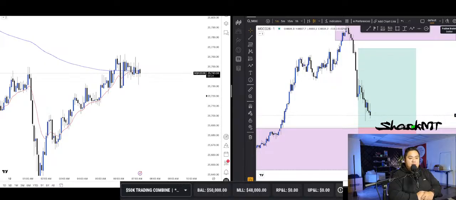Market opens in 15 minutes. Super risky trade since the market's about to open, but it's just a combine.